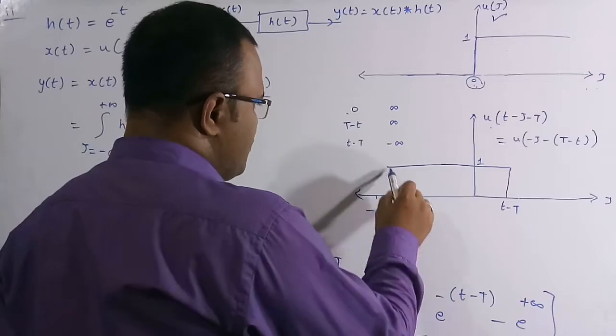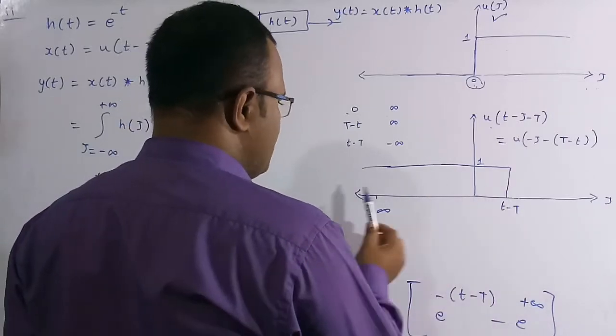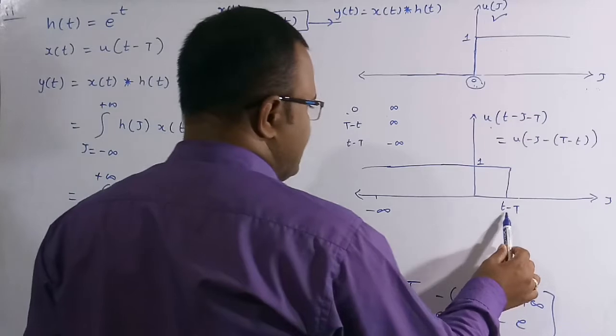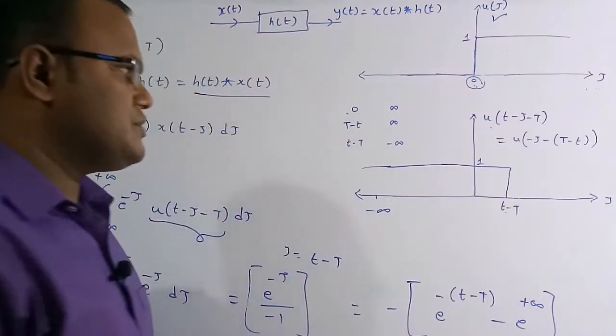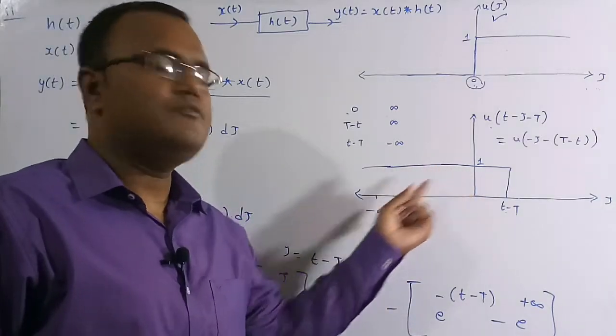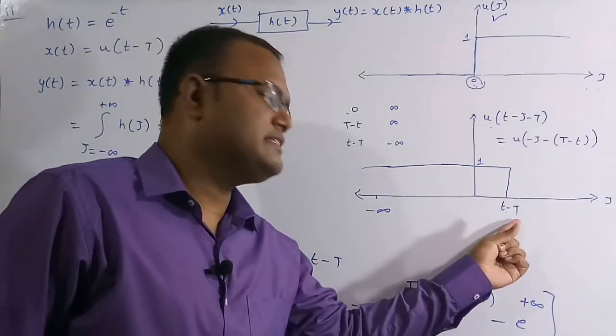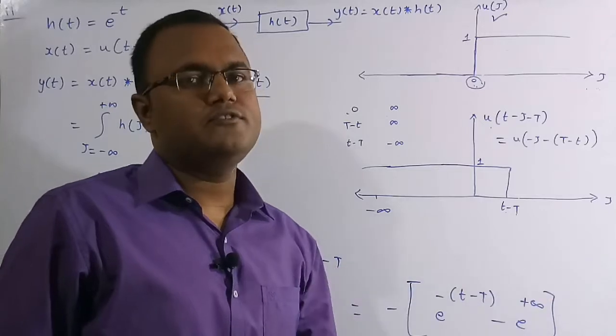So this graph is going to exist from initial point to the final point. So therefore t minus capital T to minus infinity, and its value is 1. So if you see carefully, this has a value of 1 from minus infinity to t minus capital T, and after that its value is 0.